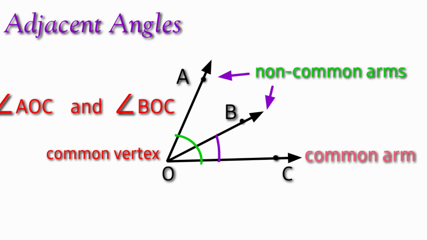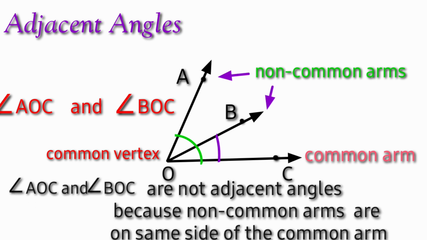Why? They have a common vertex O, a common arm OC, but they are not satisfying the third condition. The non-common arms OA and OB are not on different sides of the common arm. They are on the same side of the common arm OC. So, angle AOC and angle BOC are not adjacent.